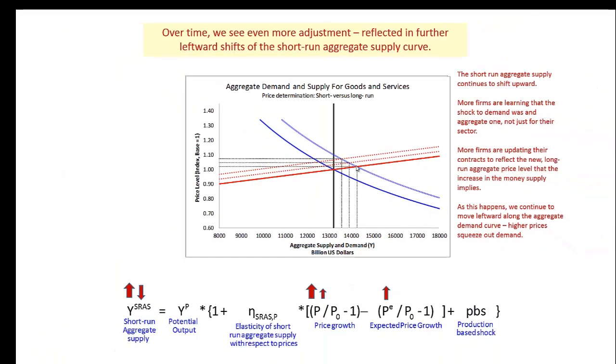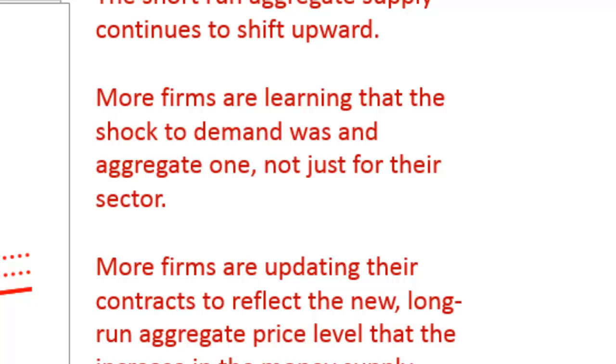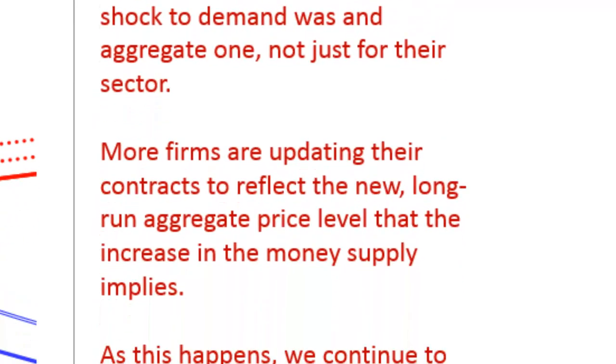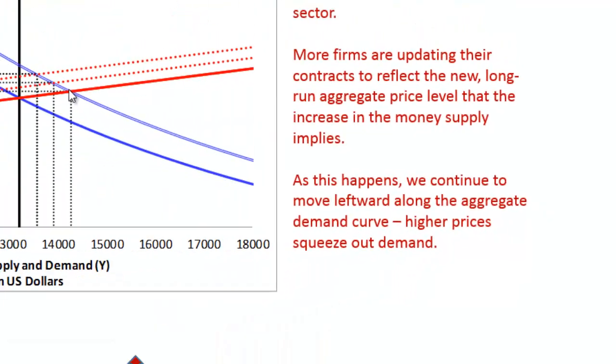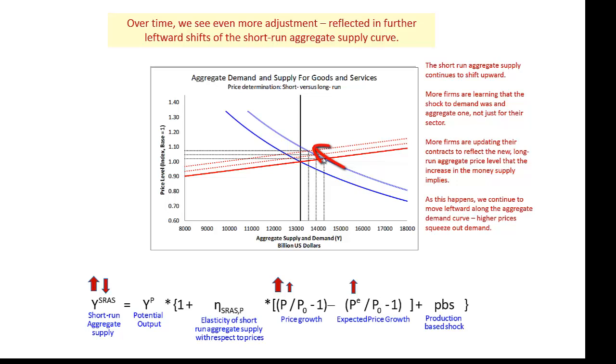Over time, we're going to see even more adjustment, reflected in even further leftward shifts of the short-run aggregate supply curve. More firms are learning that the shock to demand was an aggregate one, not just for their sector, and more firms are updating their contracts to reflect the new long-run aggregate price level that was implied by the money supply increase. As this happens, we continue to move leftward along the aggregate demand curve, higher prices squeezing out aggregate demand.